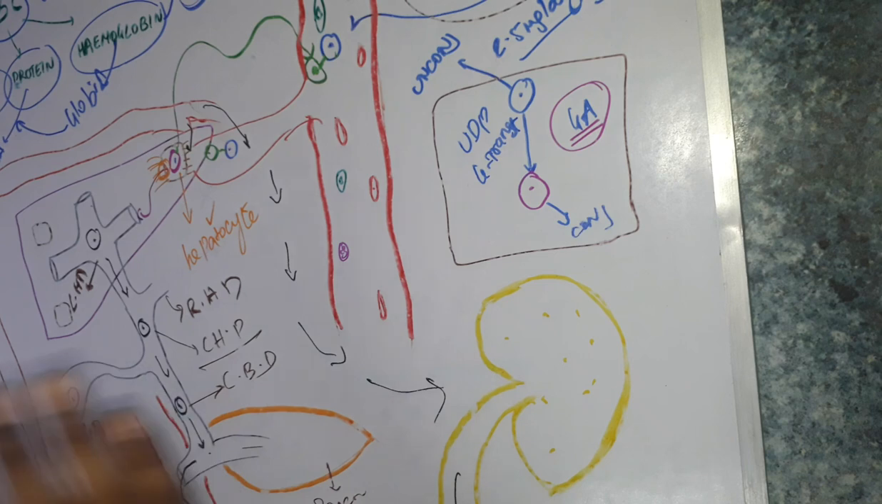So how it is basically formed and how it is usually excreted, and what happens to the stercobilin, what happens to the urobilinogen, and all those things. So in the next part, we shall discuss all the types of jaundice and what happens in each jaundice.